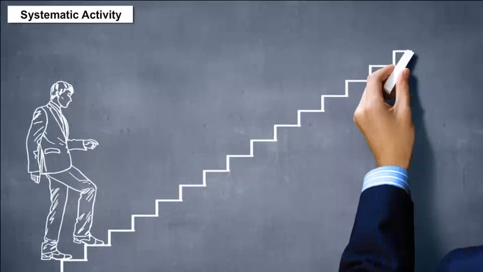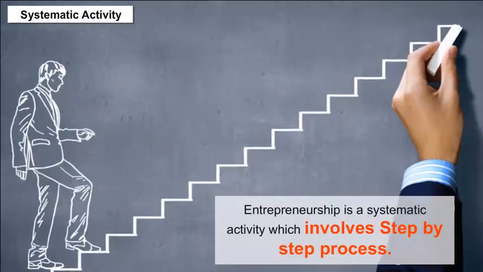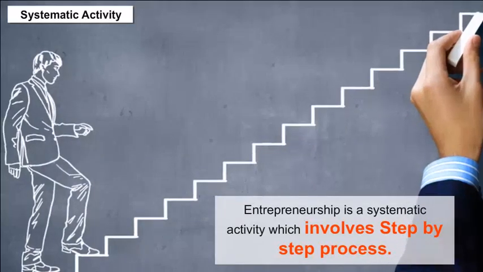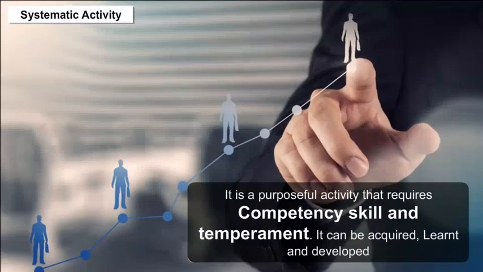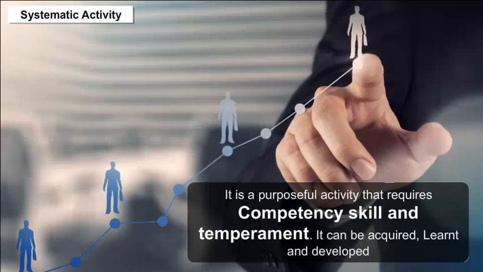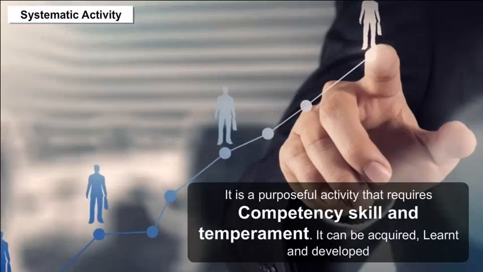Systematic activity. Entrepreneurship is a systematic activity which involves a step-by-step process. It is a purposeful activity that requires competency, skill, and temperament. It can be acquired, learnt, and developed.